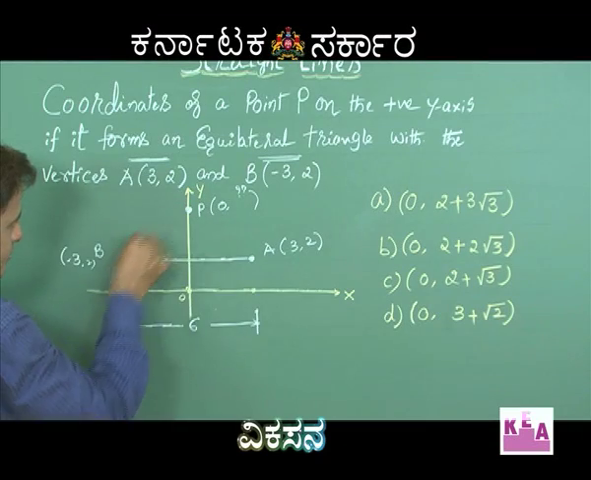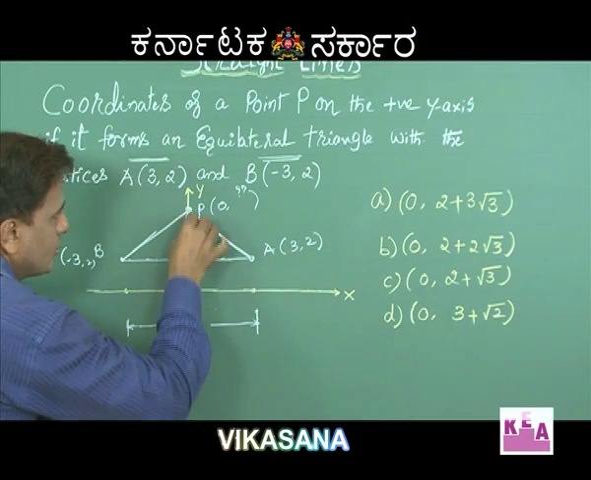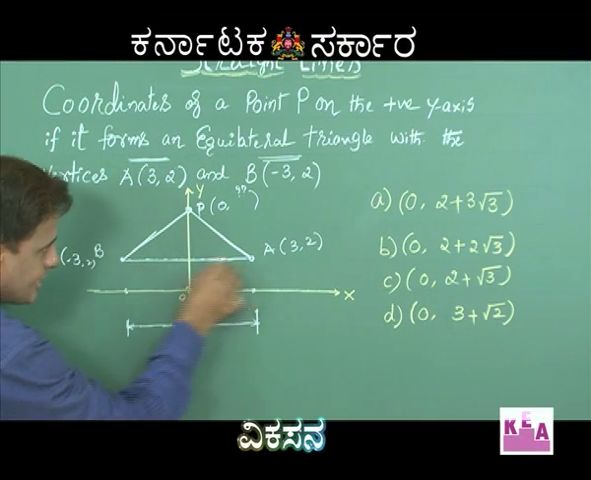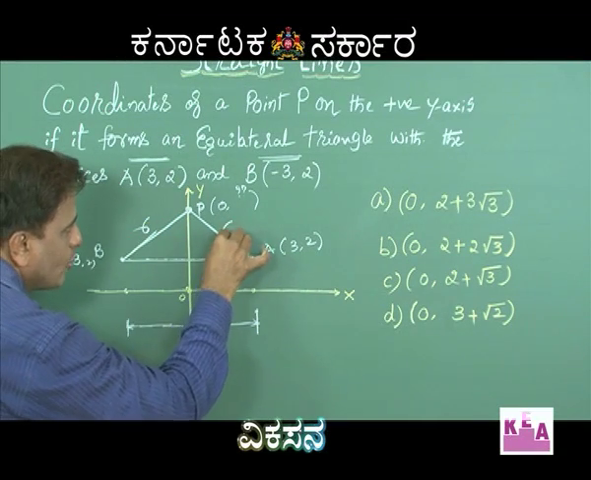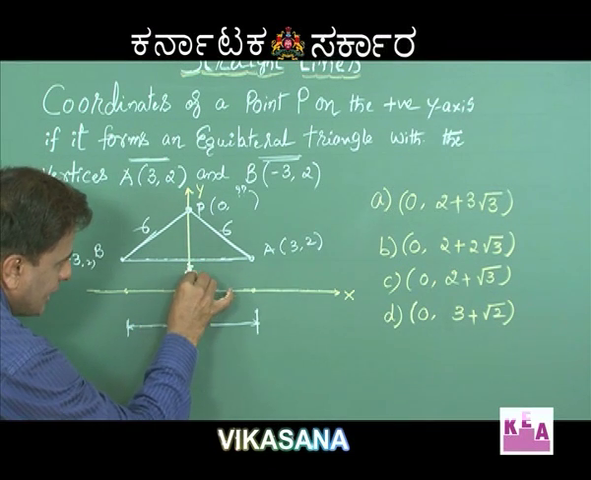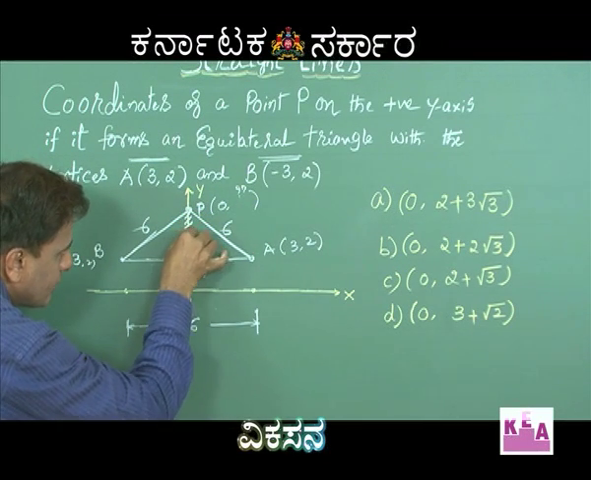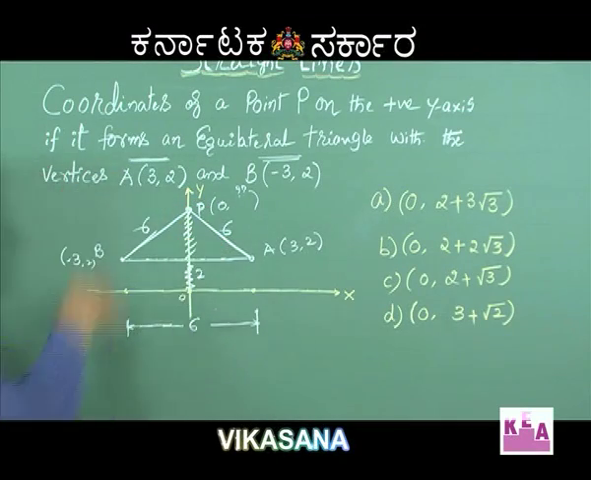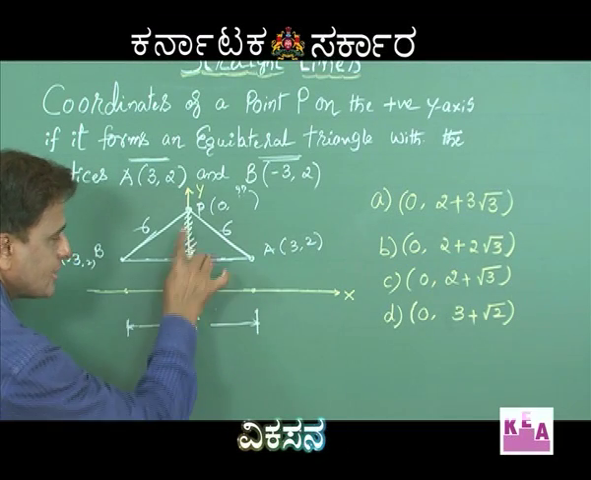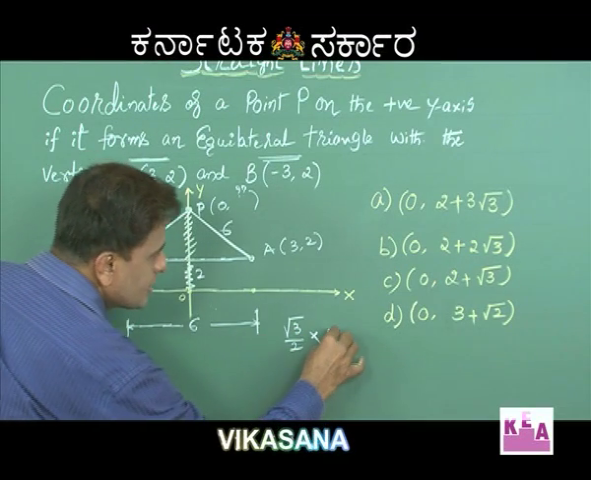Now, it is an equilateral triangle. Join the P point and form a triangle. Now we have to find the coordinates of point P. Since the side is 6, definitely all the sides are equal: 6, 6. Already we know that this portion is 2 units. To find the y coordinate, we have to find this portion, which is equal to the height of the equilateral triangle. We know that the height of the equilateral triangle is root 3 by 2 into side.